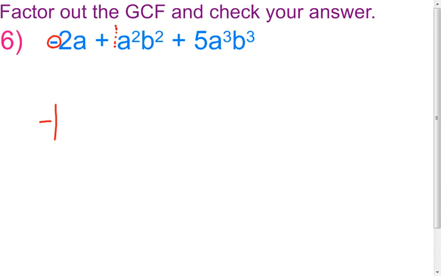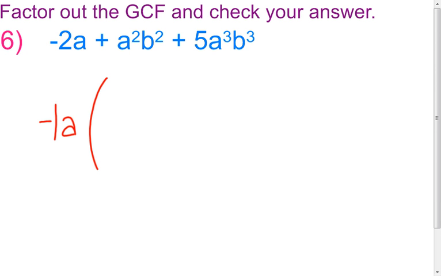Now I'm going to look at the a's. So this one has 1a, this has 2 a's, this has 3 a's. So they all have at least 1a, so I'm going to pull that a out. Okay? Then I'll go to the b's. This term back here has 3 b's, this has 2 b's, but this term doesn't have any b's. So all 3 of these terms do not have at least 1 b that I can share and pull out of there. Okay? So that is all I can pull out, and then I'm going to go back and figure out what I'm left with.